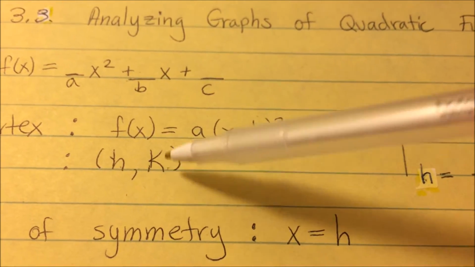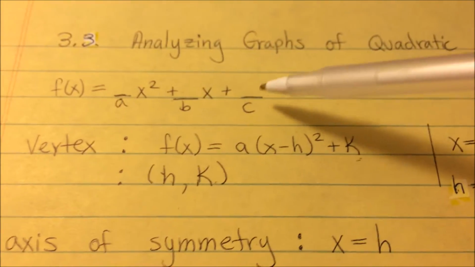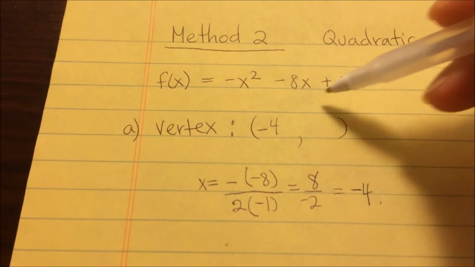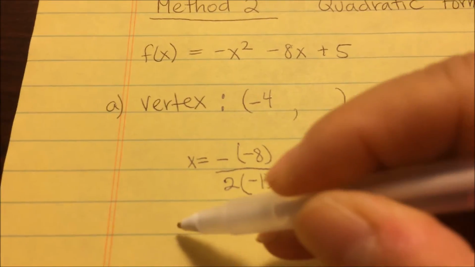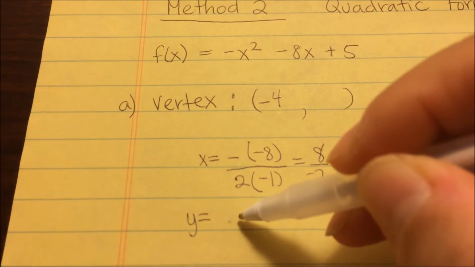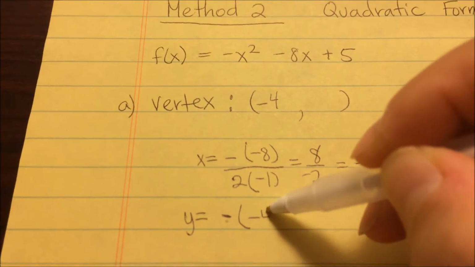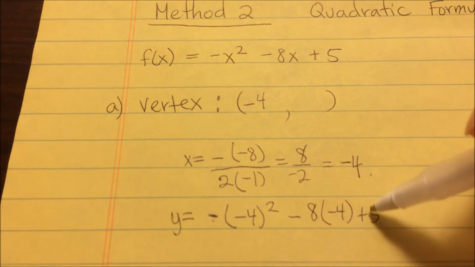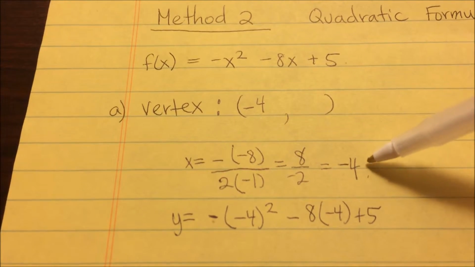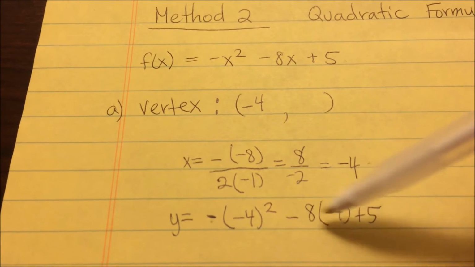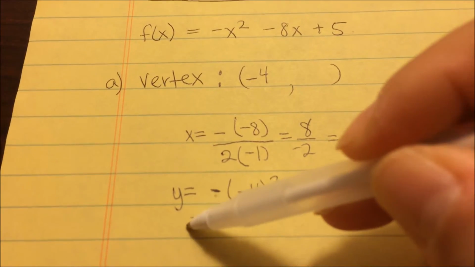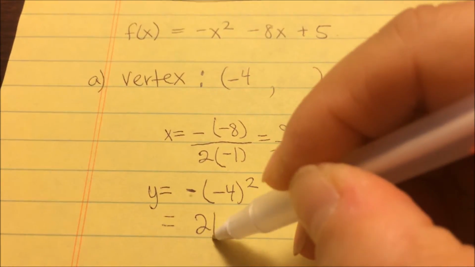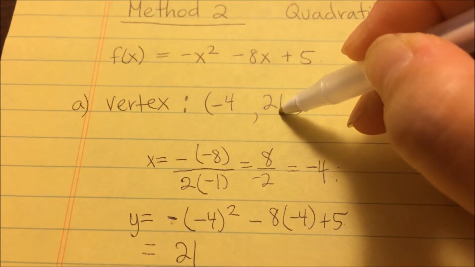And so I need a k. To find the k, I substitute this back into the original equation. So let's go ahead and do that. Wherever there's an x, we're going to put a negative 4. We said f of x is the same thing as y equals. So I'm going to put y equals negative 4 squared minus 8 times negative 4 plus 5. So this is the equation right here. We just substituted negative 4 into all the x's. That's this part right there. Then we calculate this out. Just put it in your scientific calculator, work it out, and that should give us 21. So this is 21. Once I know what this is, then this becomes the 21 right here.